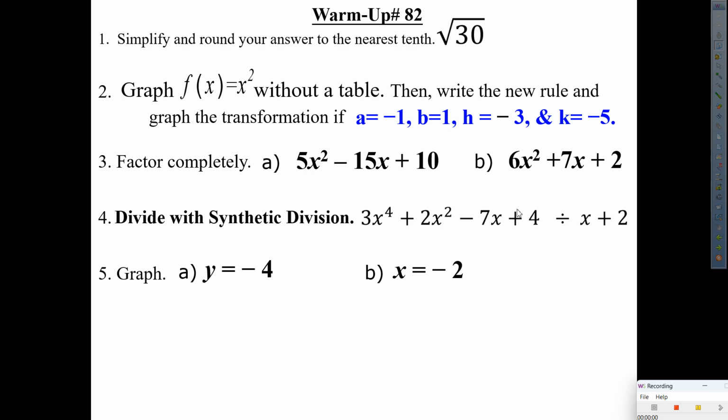There's some of them I'm bringing back from what we did in the first semester, like synthetic division and factor completely. Other than that, you should be able to do all of them. Give you some time, copy and go.